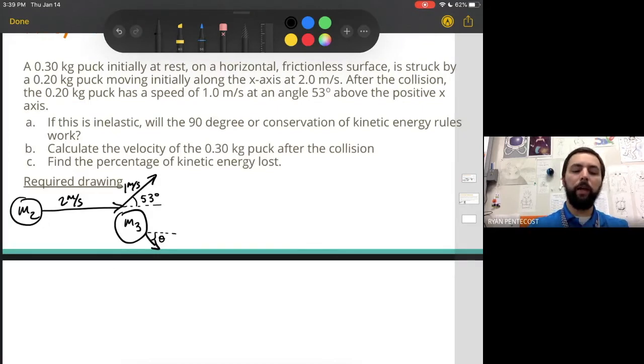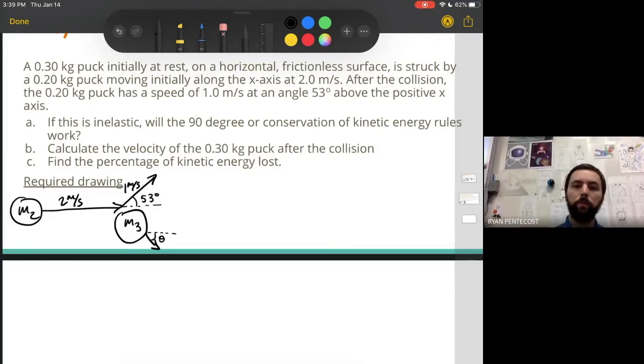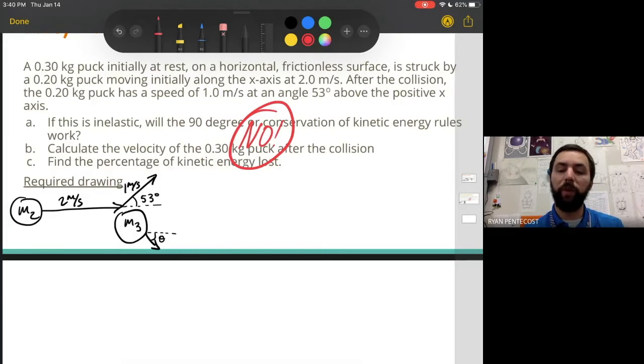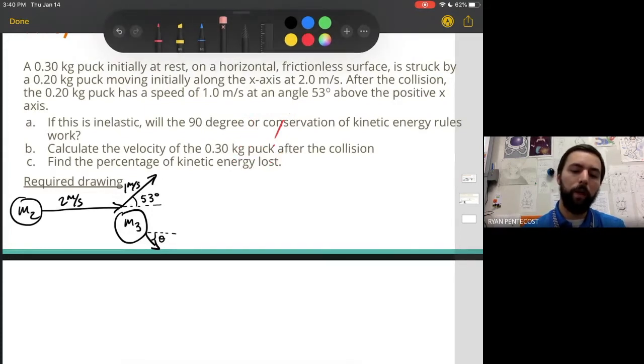Now, if this is inelastic, it's not an elastic collision, will the 90-degree or conservation of kinetic energy rules work? Will those work? The answer is a big fat no. No, they won't work. We'll actually show this as we work. Once we find the angles, we'll add them up and show they do not equal 90 degrees. And then at the end, C actually asks, what is the percentage of kinetic energy loss? So we can actually find how much kinetic energy was not conserved. So we will do that as we work through this problem.